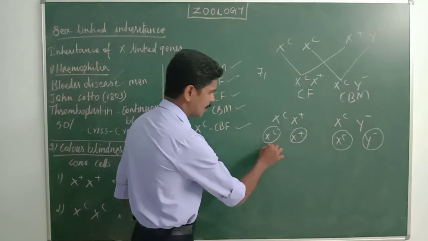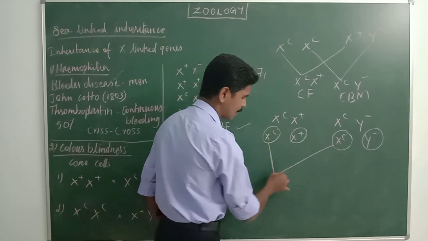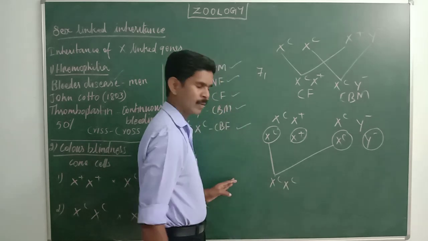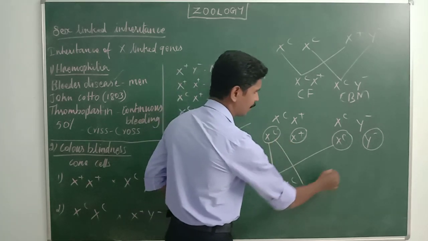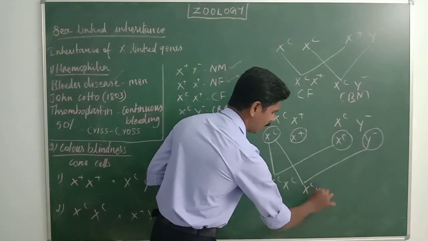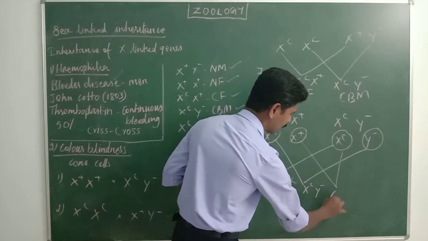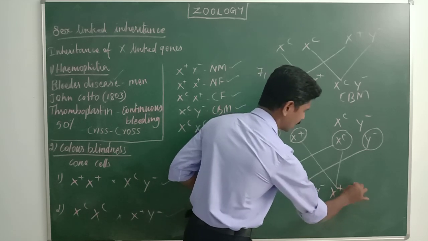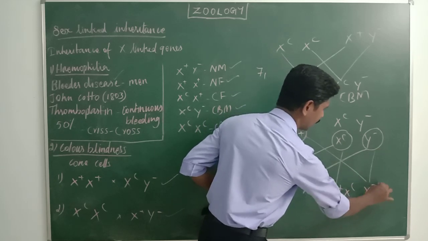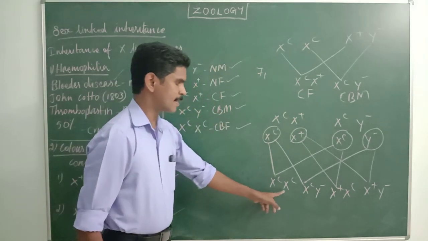So what happens? See, suppose this first gamete is fused with this gamete, we will get XC, XC. Then suppose this gamete fused with this gamete, what happens? XC, Y minus. Then suppose this gamete fused with this gamete, X plus XC. Suppose this gamete is fused with this gamete, X plus and Y minus.